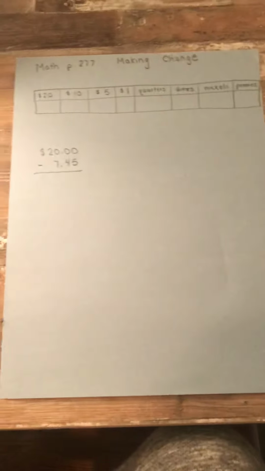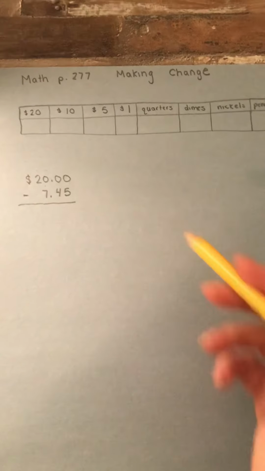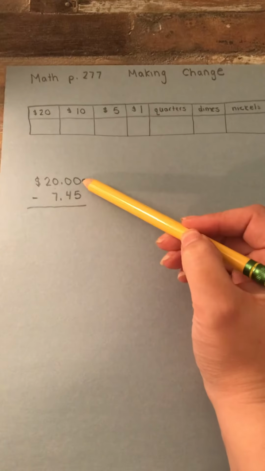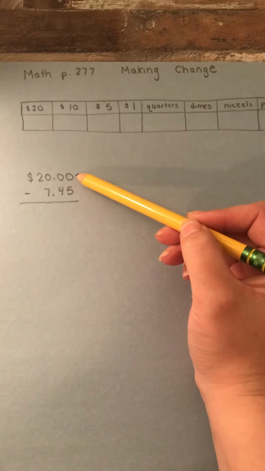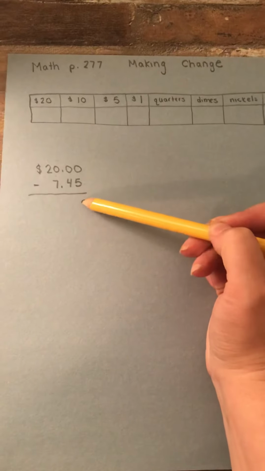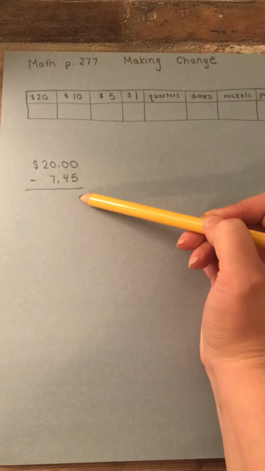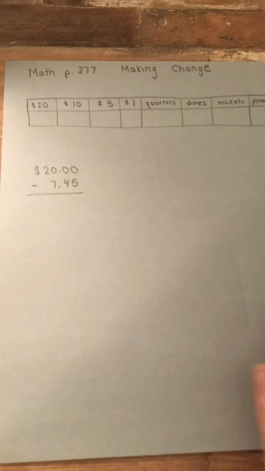So when we're making change, we're going to use subtraction in order to find our answer. She started with $20 and she spent $7.45. So the amount that she gave is always going to be our top number. How much it cost is always going to be the second number, and then once we get our answer, that's going to be the change that she needs to receive. So we're going to start with our subtraction.